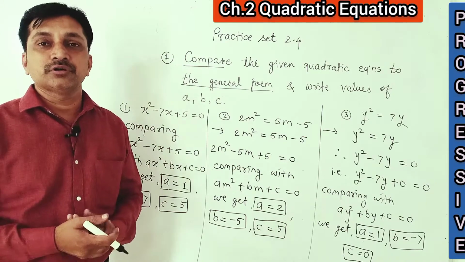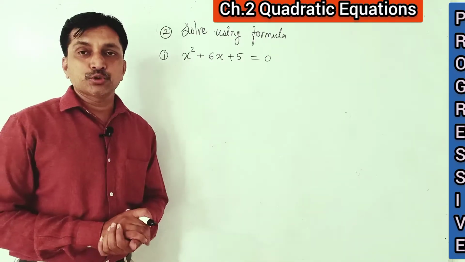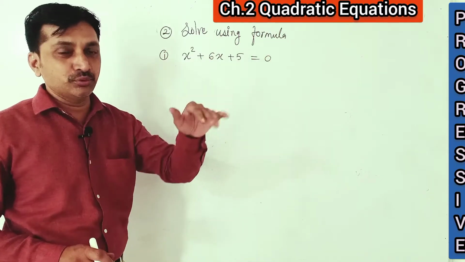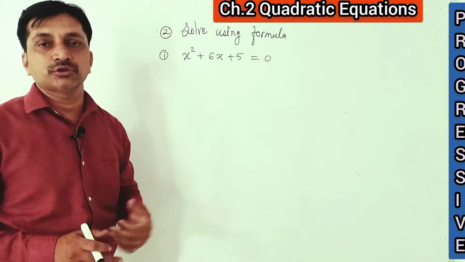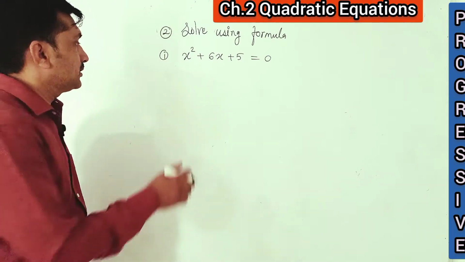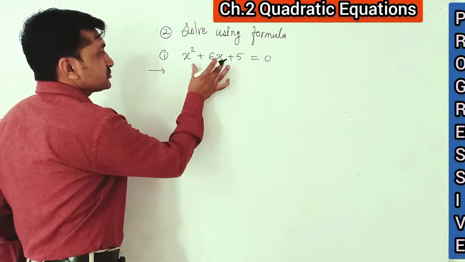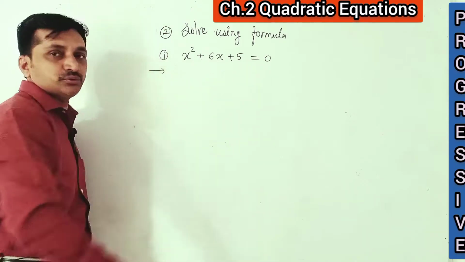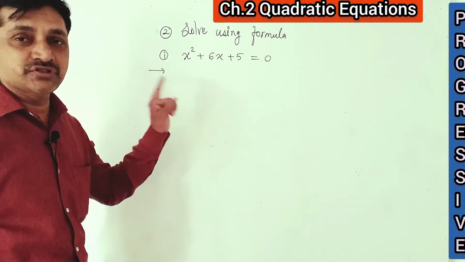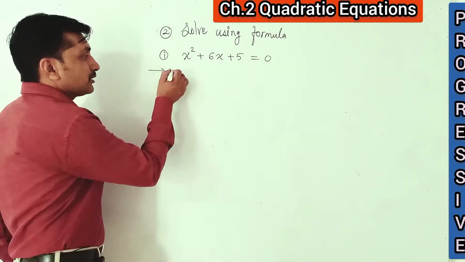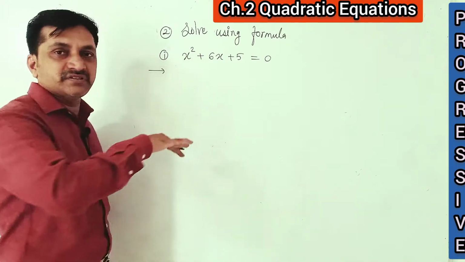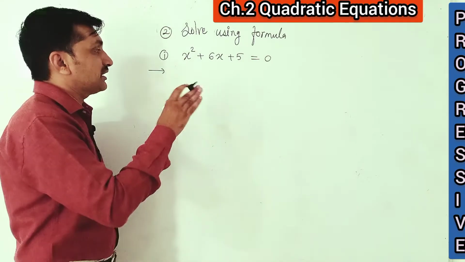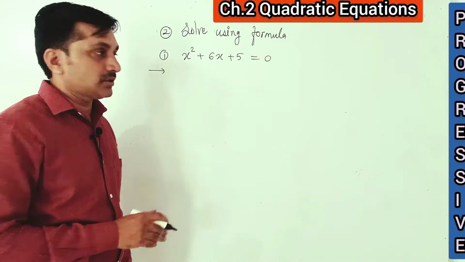Let's continue. Second question. Second question is solve using formula. Means by the formula method we have to find the roots of these equations. Now we are given the quadratic equation x square plus 6x plus 5 is equal to 0, and it is in standard form, it is in general form. By comparing, as we solved the previous example, the first question, by that method find out the ABC values first, right?